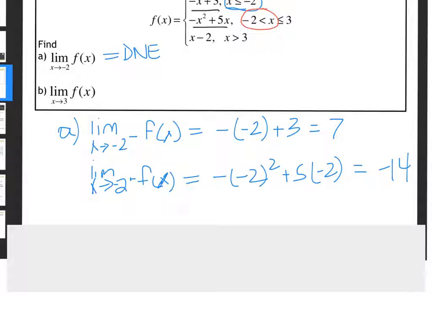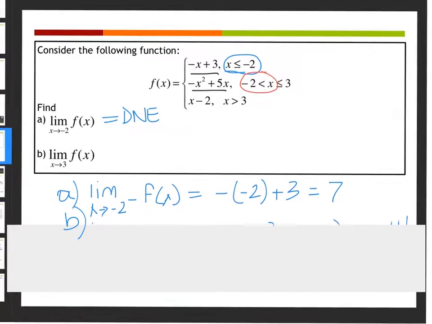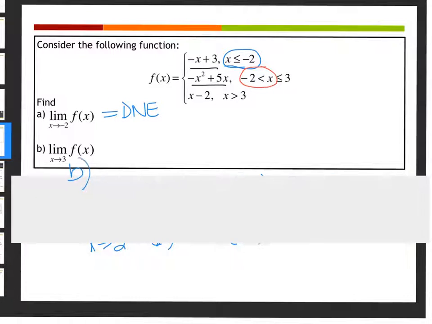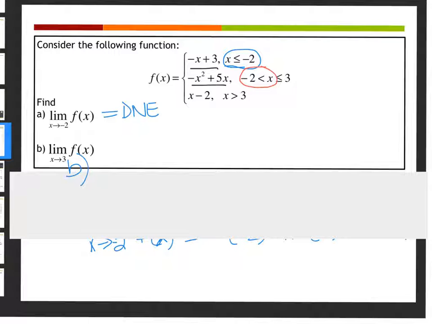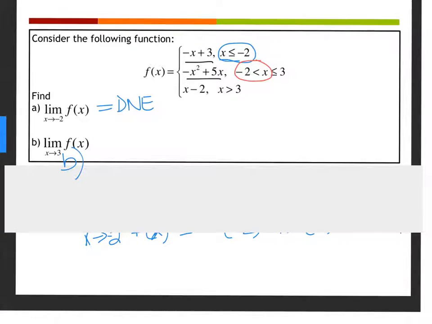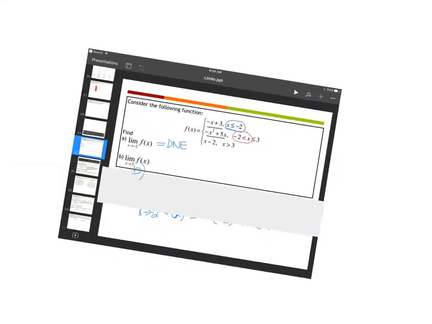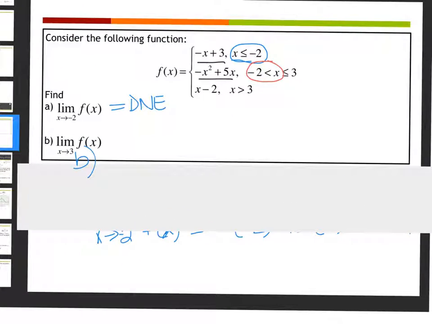So B, if we're looking at B, and we want to look at x approaches 3, if we're looking at that value instead, I should be looking at, here, I might just cover this up. B, for 3, I'm going to make this bigger. It's not letting me. Anyway, for B, left of 3 and right of 3.